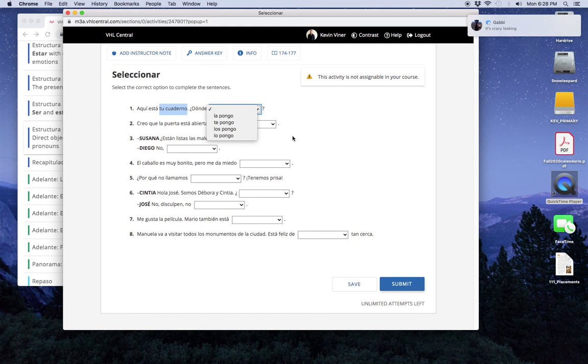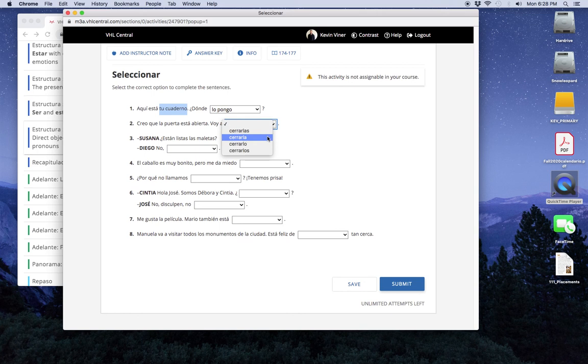And then you can come back. And we would say dónde lo pongo, because the lo is referring to cuaderno. You say el cuaderno. Alright? Número dos. Creo que la puerta está abierta. Voy a, would you say cerrarlas, cerrarla, cerrarlo, cerrarlos, referring back to la puerta. Okay, pause it. And we're back. It would be cerrarla, right? Because it's referring back to la puerta.